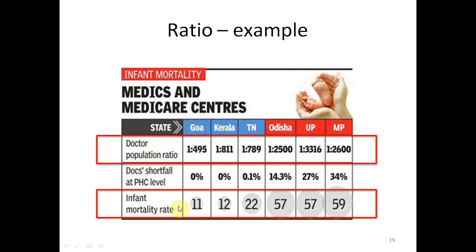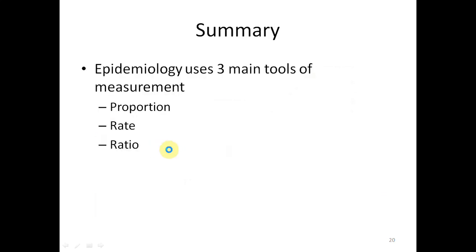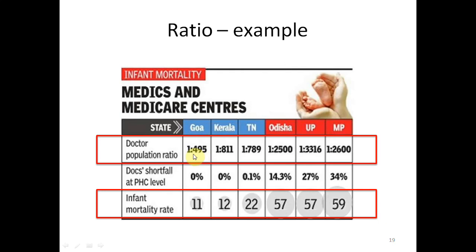Proportion and rate. This is rate, okay, infant mortality rate, this is per 1000 live births for 1 year. So that period is there, the time factor is there, that 1 year. In proportion, the denominator and numerator are part of the same thing. Here also numerator and denominator are part of the same thing, but here it is the ratio, doctor and population are two different entities. That is 1:495 in Goa, and in Kerala it is 1:811.